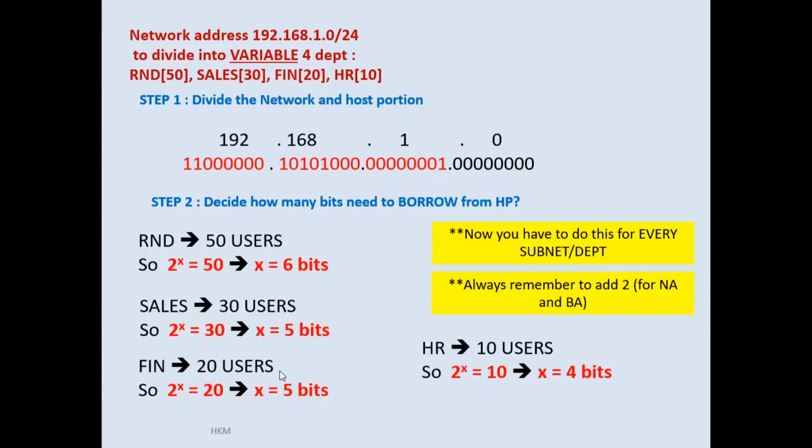because even though they say 20, we only have between 16 and 32. 16 is not going to be enough. 32 is the way to go. And then HR, 10, we have 4 bits of that. Okay. Now, always remember to add 2.